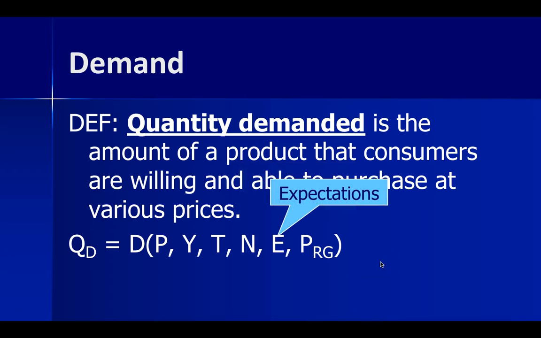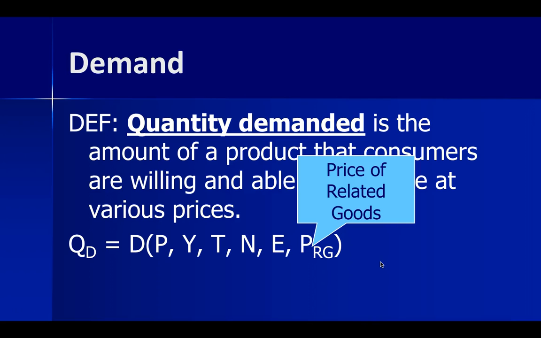Expectations represents any beliefs about the future that the group of consumers possess. We might, for example, have expectations about future prices. Consumers might think that prices are going to rise or that prices are going to fall, and that could affect their consumption, their purchases today. Likewise, you might think that your income is going to be higher or lower in the future, and that might affect your demand for a product today.